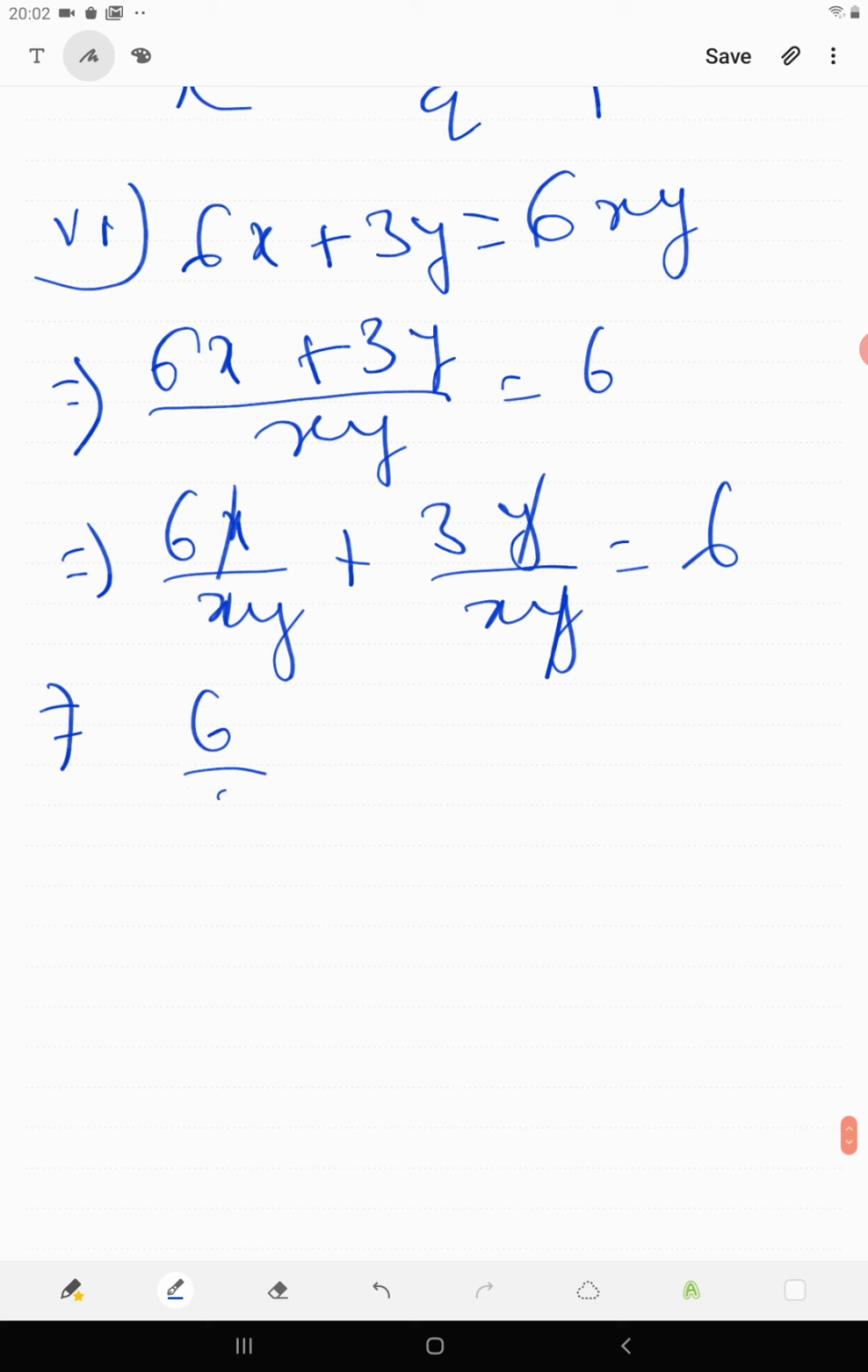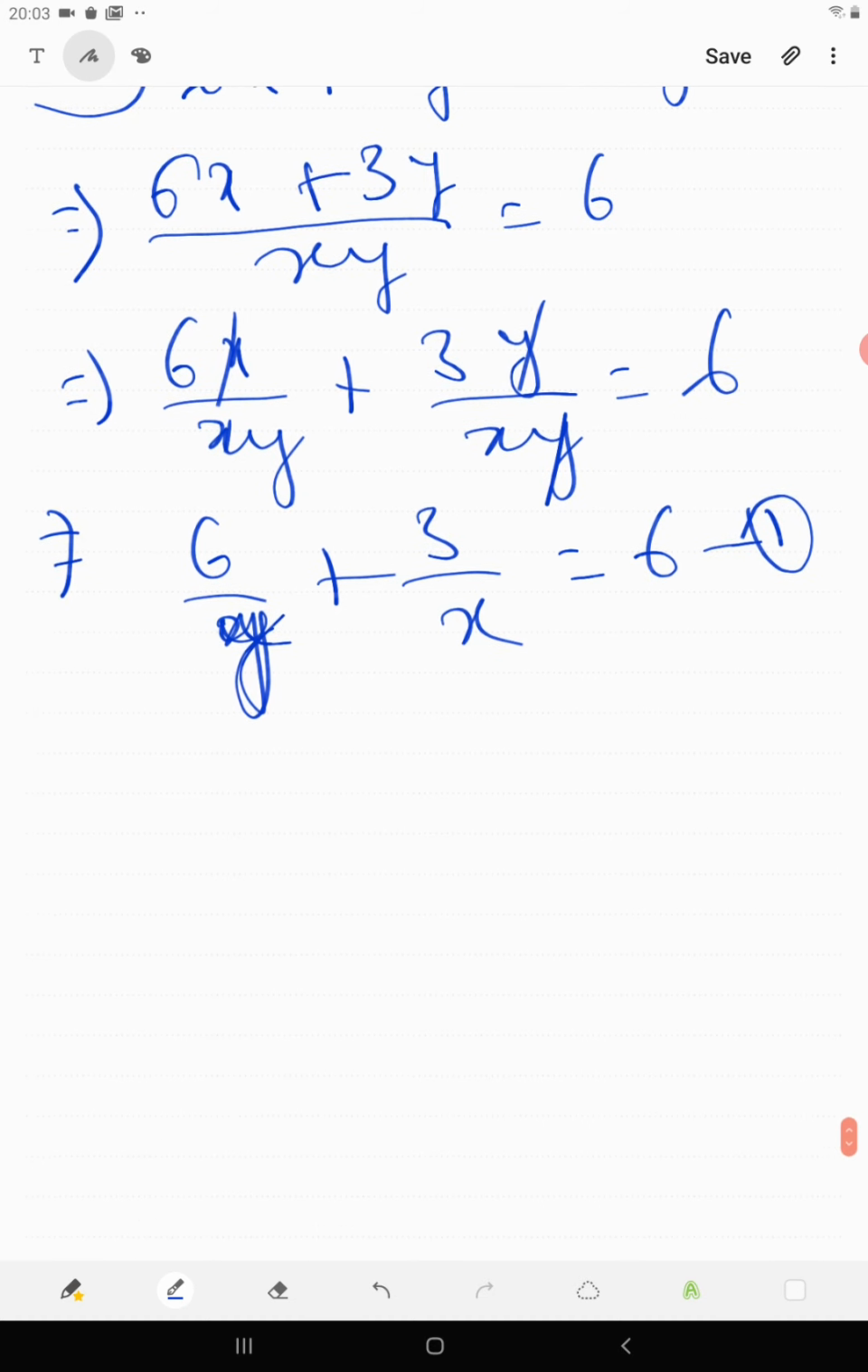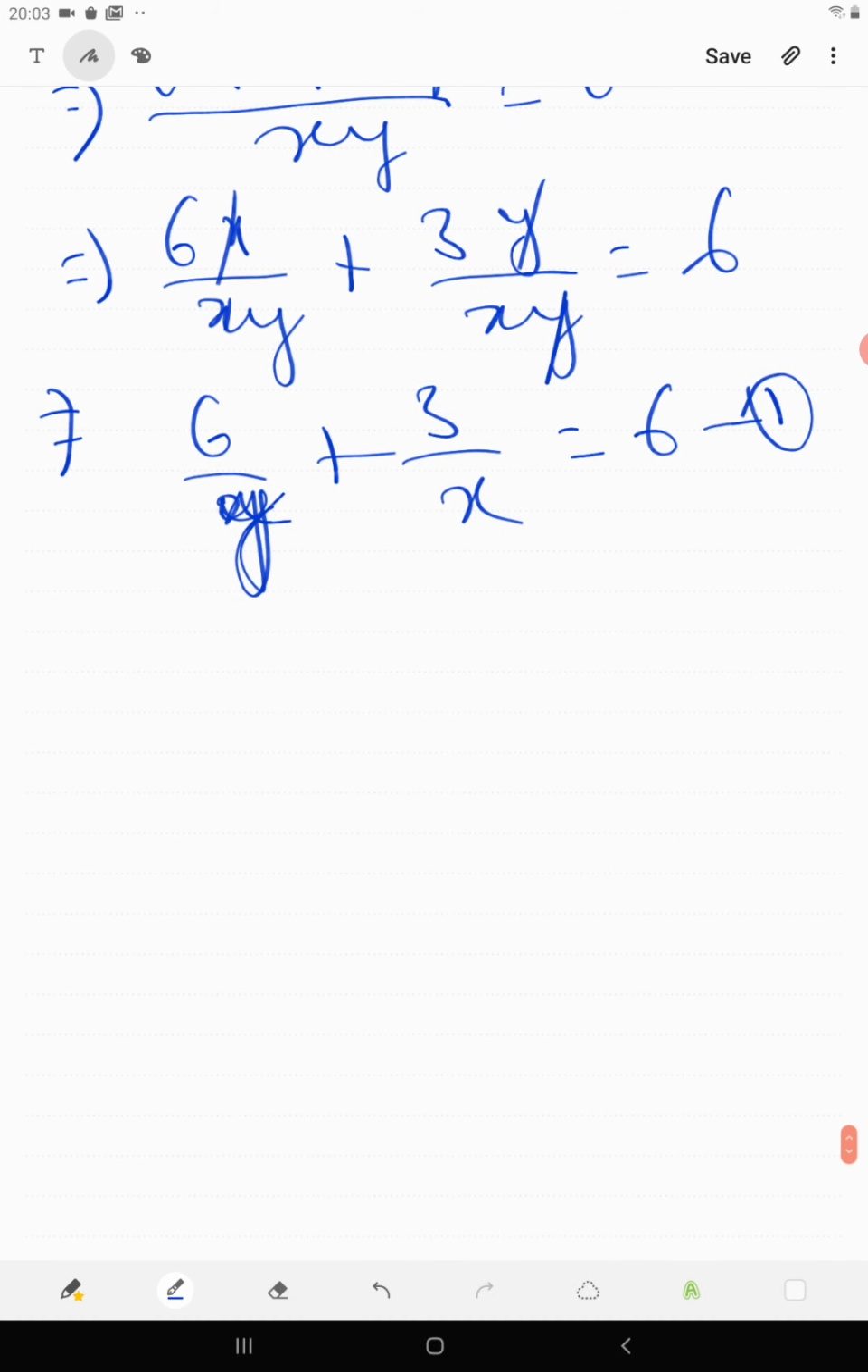So x cancels, y cancels. So what I have is 6 by y plus 3 by x equals 6. This is our equation 1. And next is 2x plus 4y equals 5xy.